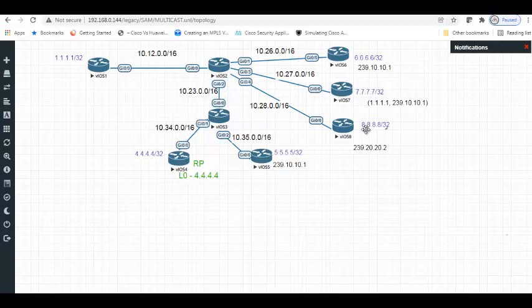Can you repeat that? R7 was enrolling with the RP. Why? To know the source, correct? So when you ping from R1, the source will come and register with the RP, and the RP will inform the source to R4. So the RP is the first sender of this multicast source address.